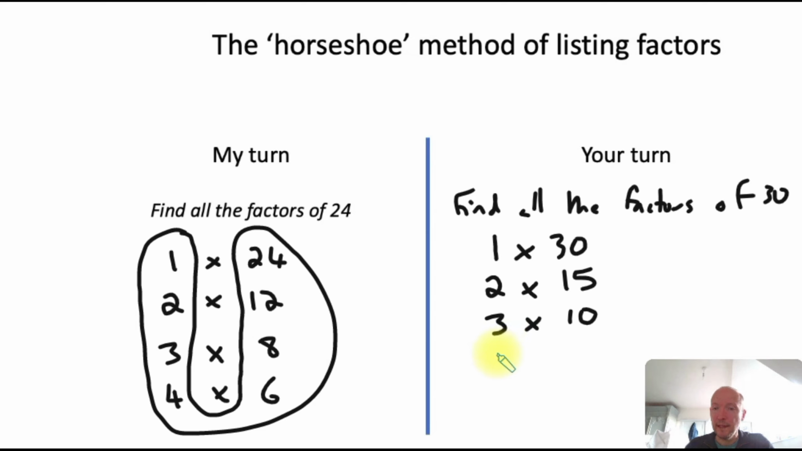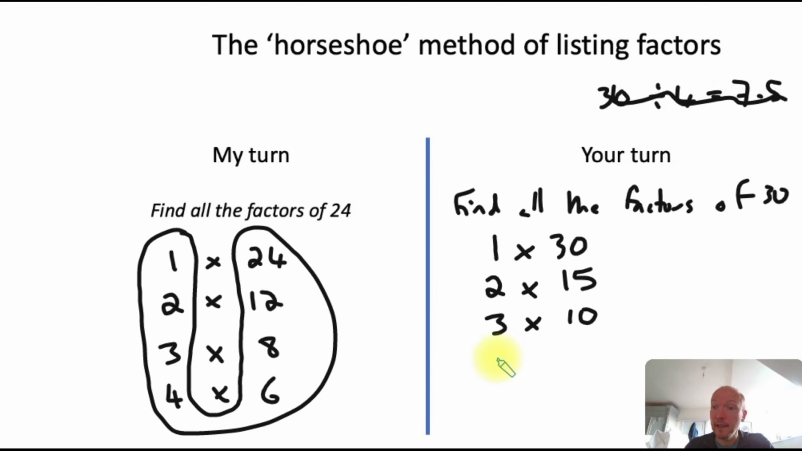After 3 comes 4. Well, nope. In fact, a good check, if you want to see if something is a factor, is just to divide it. And again, you can always use your calculator. So 30 divided by 4. If you plug that into your calculator, you get an answer of 7.5. So 30 can be divided by 4, but it doesn't leave an integer, a whole number answer. So definitely 4 is not a factor.